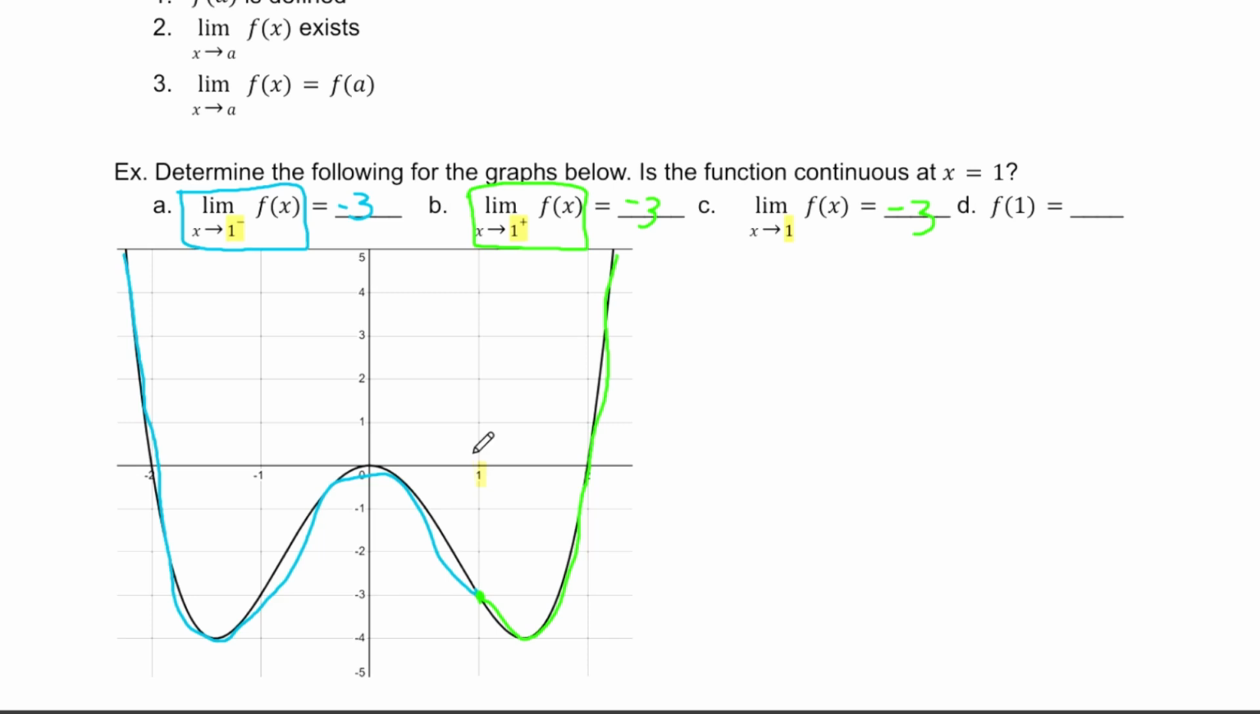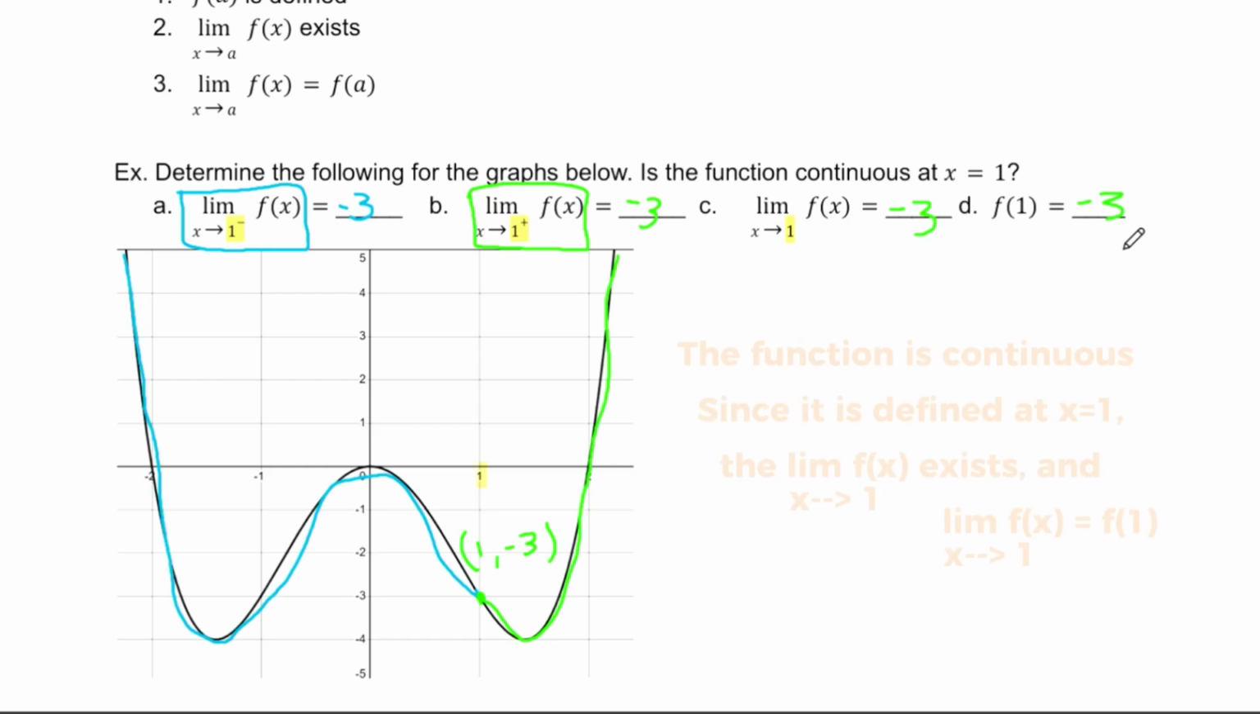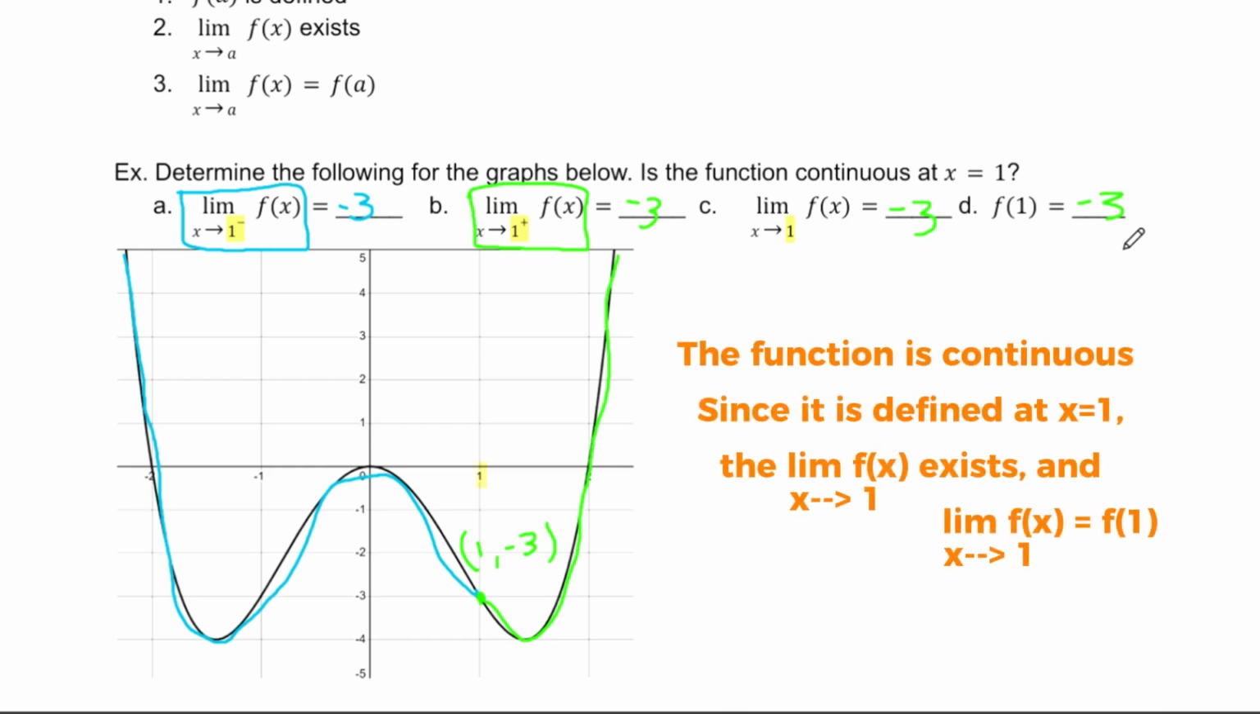Now let's look at the actual function value when x equals 1. The y value is also -3. Let's check the three conditions. The function is defined at x equals 1. The limit exists, and the limit is equal to the function value. Since all three conditions are satisfied, the function is continuous at x equals 1.